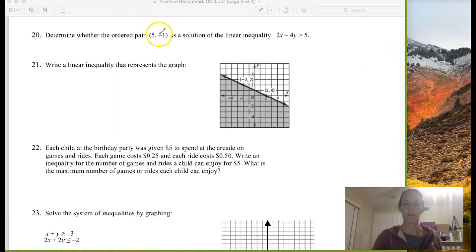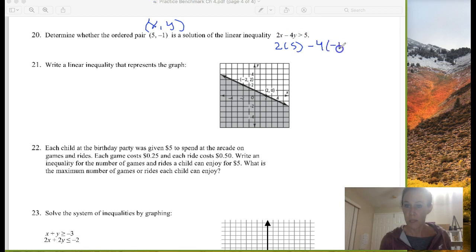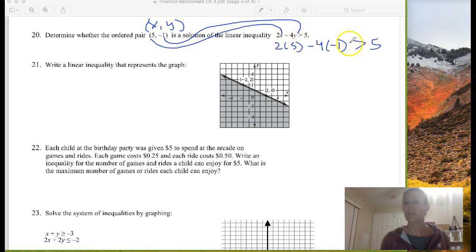All right, let's determine whether this ordered pair is a solution to this linear inequality. Really, this is the easiest problem. All you have to do is plug this in to here and see if this is true. This is your ordered pair. It's an x comma y. So your x is 5, so I plug in 5 for x. 2 times 5. Your y is negative 1, so I plug in negative 1 for y. So I'm going to go minus 4 times negative 1. Is that greater than 5? So I plugged in 5 for x, negative 1 for y, and I'm going to see if this is true.